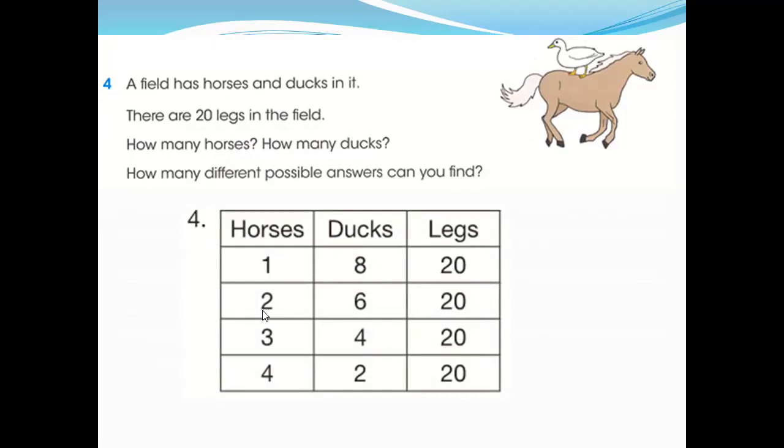If two horses, it means 8 legs, and 6 ducks, 6 multiplied 2, 12. So 8 plus 12, 20. Like this, 3 horses, it means 12 legs. 12 plus 8, 20. And 4 horses, it means 16 legs, and 2 ducks, it means 2 multiply 2. Ducks have 2 and the horses have 4. So 2 multiply 2, 4. And 4 fours are 16. 16 plus 4, 20.